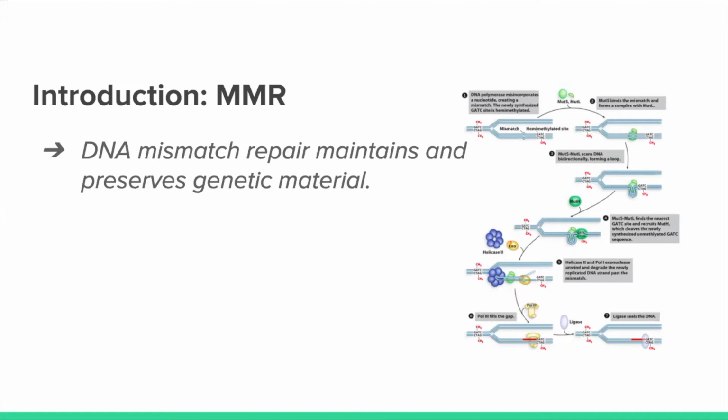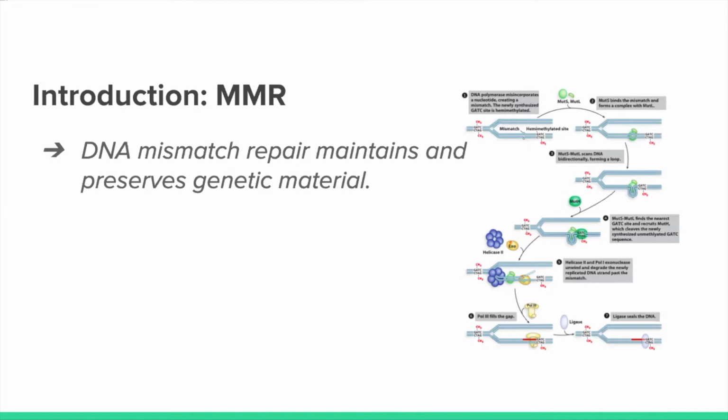So the primary function of DNA mismatch repair is to maintain and preserve the genetic material. And to do so, it corrects mismatches that are made during the processes of replication, recombination, or mismatches that are made as a result of DNA damage. It's a vital pathway that prevents genetic mutations, which we all know can be very problematic.